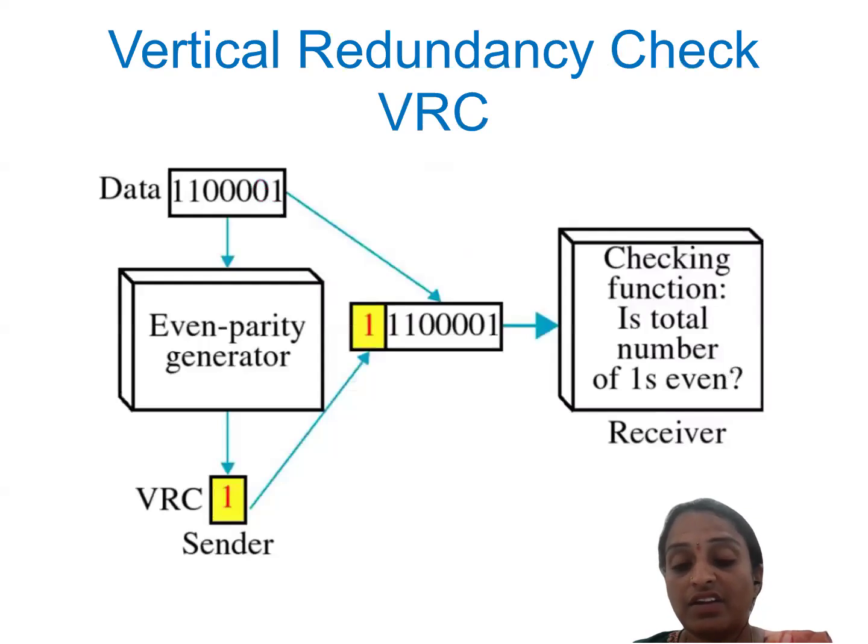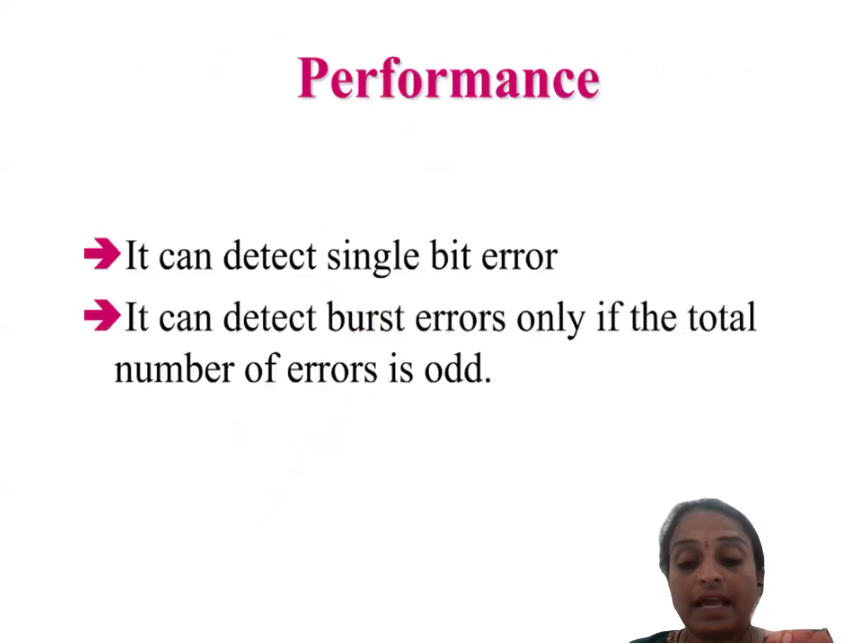Okay. Here it verifies whether the number of ones is even or odd. If it is even, the receiver accepts. There is no error at the receiver. But with the help of the VRC technique, we can detect only single bit errors. It can detect burst errors only if the total number of errors is odd. If errors are even, we can identify only a single bit error with the help of the VRC technique. If the number of errors is odd, we can detect the burst errors also.